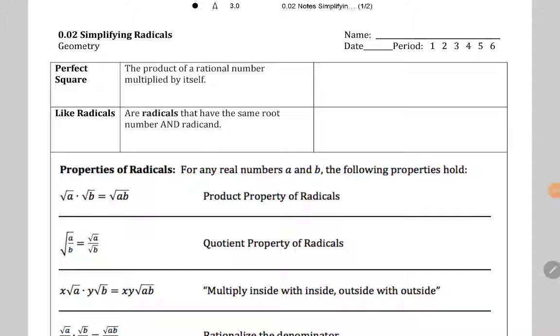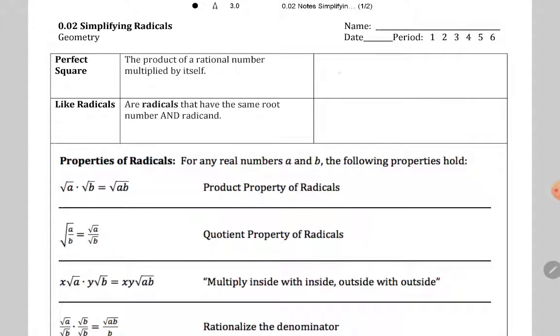Today in geometry 0.2, still in that unit 0, we'll be reviewing radicals, simplifying radicals. A perfect square is the product of a rational number multiplied by itself. As in, I take a number, multiply it by itself. That is 9. 9 is a perfect square. 25 is a perfect square. Perfect squares.